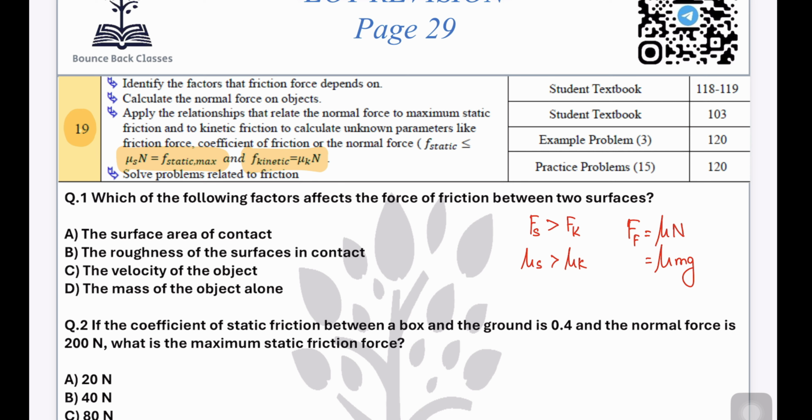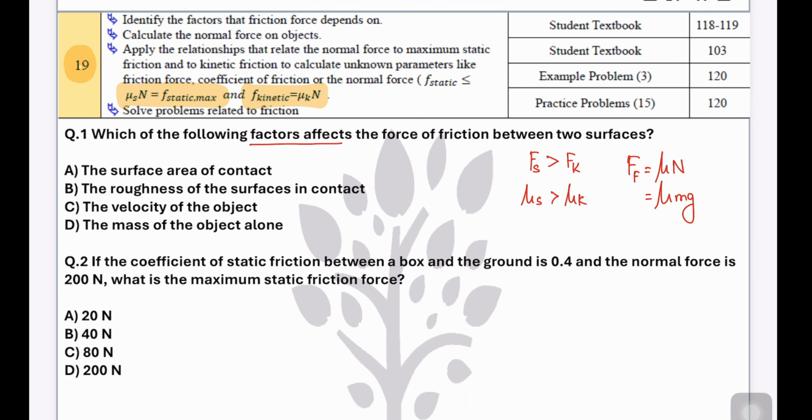Okay, number one, which of the following factors affect the force of friction between the two surfaces? Between the two surfaces. So what should it be? The surface area of contact, the roughness of contact, the velocity of the object. Yes, the velocity of the object.